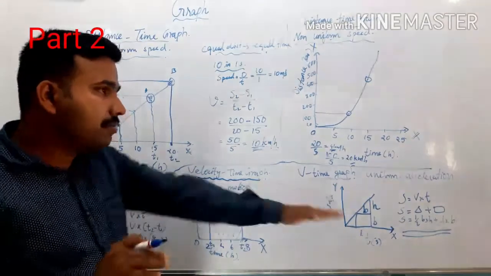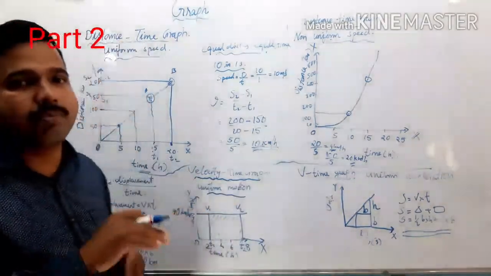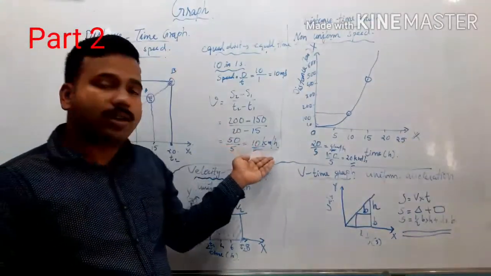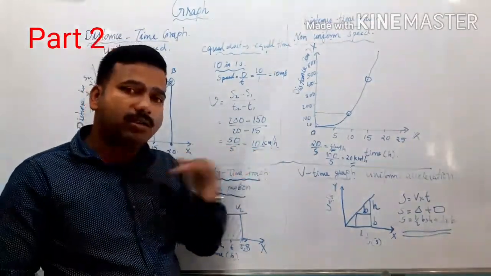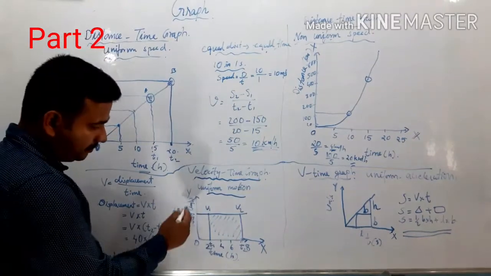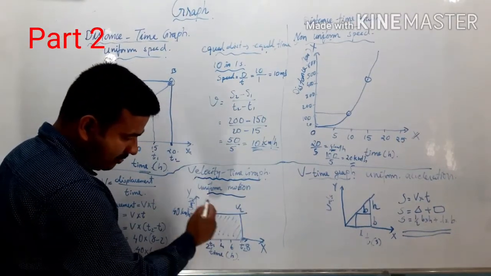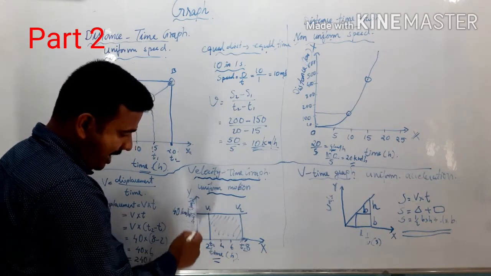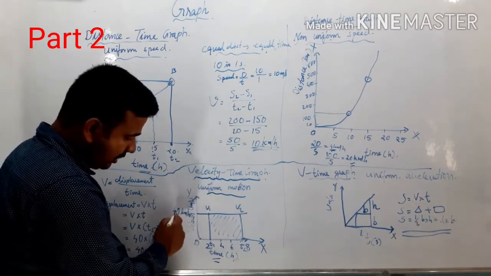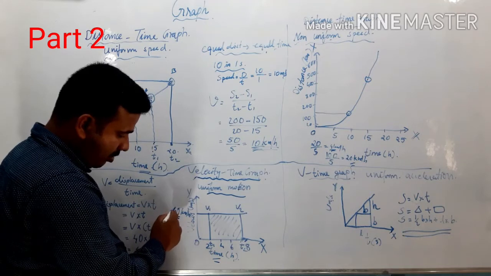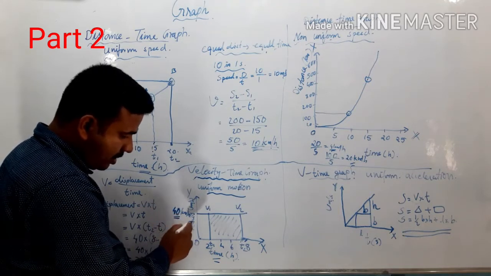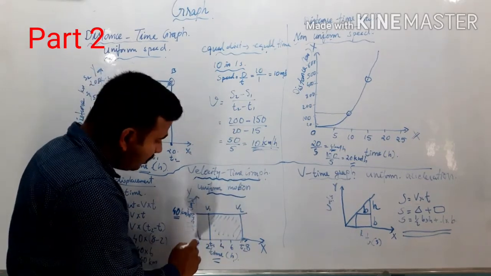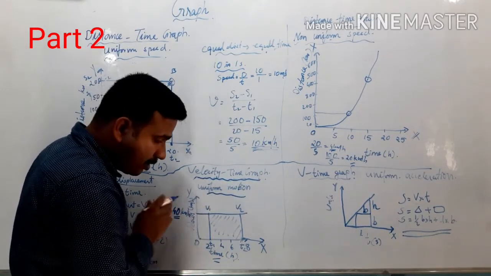In uniform speed, the speed will remain the same. As we discussed earlier, in uniform speed the speed will remain constant. I have drawn the graph for you. On the x-axis I have taken time in hours, and on the y-axis I have taken velocity in kilometer per hour. Say 40 kilometer per hour. An object is moving with 40 kilometer per hour, and from the starting point itself the object is moving.